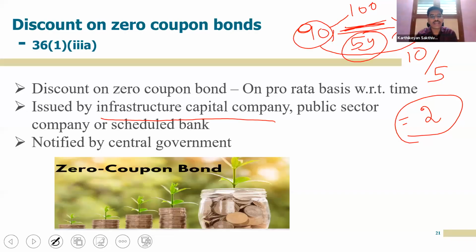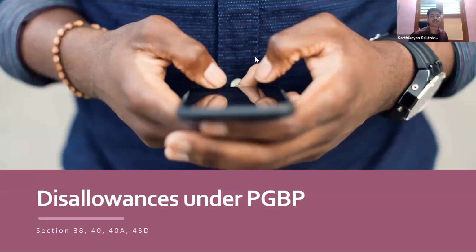So here we come to the end of the entire deductions part. We have seen depreciation and this part too. First section 28 is over, 29 is over, and then the deductions part, which is coming to an end with this part. Next is the part of disallowances. So now we are going to discuss the disallowances part of PGBP.